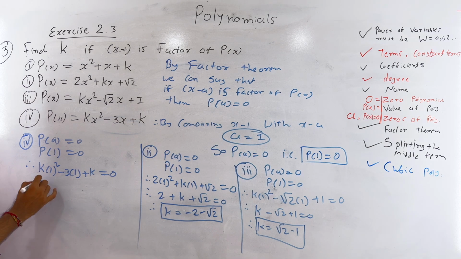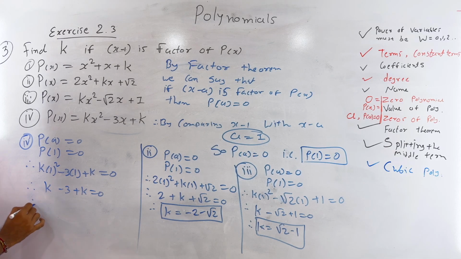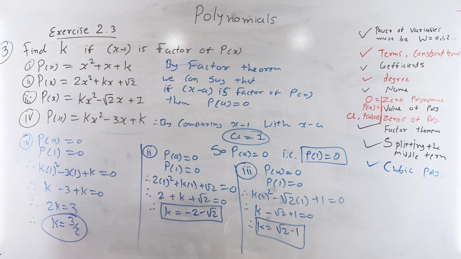So I have to write k minus 3 plus k is equal to 0. That is 2k is equal to 3. I have transposed 3 to the other side of the equation. k plus k will be 2k, right? So my final answer will be k is equal to 3 by 2, right? k is equal to 3 by 2.